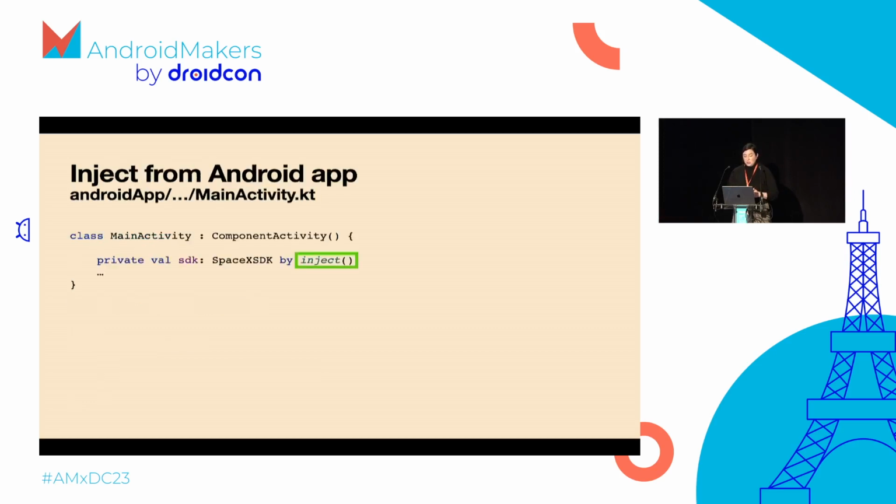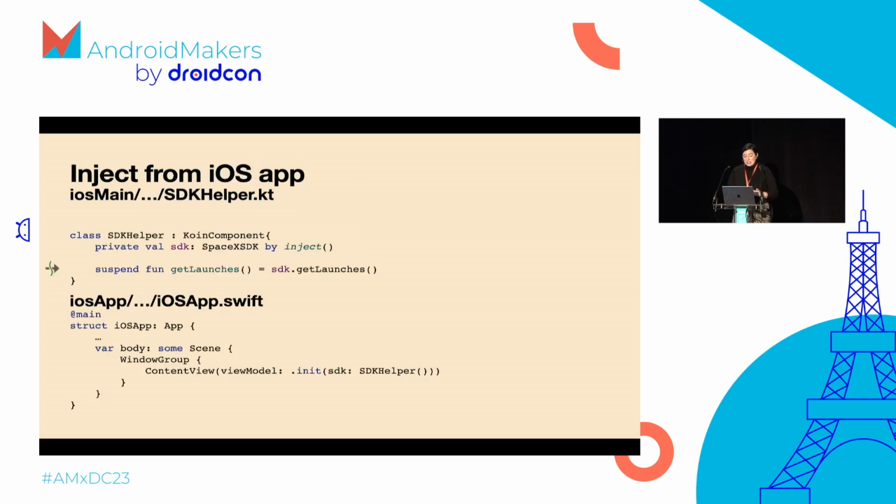creation. When we want to use our dependencies, Android, of course, is so much easier. We just use by-inject. But if you want to use it from iOS, you need, again, a bridge or helper in iOS main. We basically just create a class called SDKHelper that implements KoinComponent. And it's just a marker interface. And again, we use by-inject, and then we provide helper functions for all the SDK's functions.